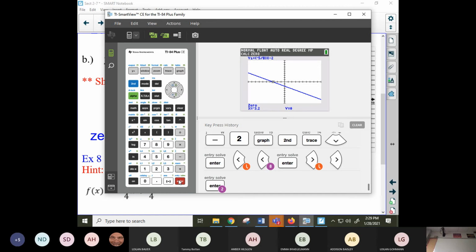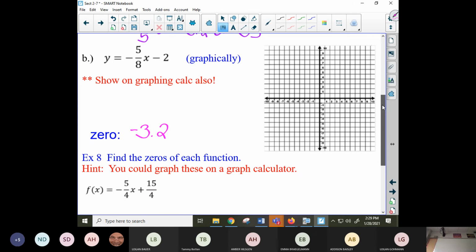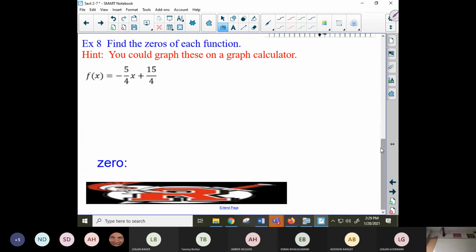Okay? So again, if you like that better than doing it algebraically, you kind of have a choice. Well, I shouldn't say that. Unless it says to do it algebraically, then you have to. If it says to do it graphing, then you have your choice. But we don't actually have to graph it. You don't have to graph it on a graph, no.